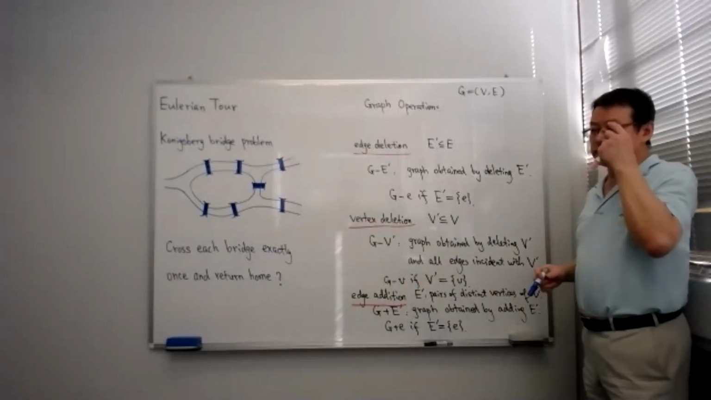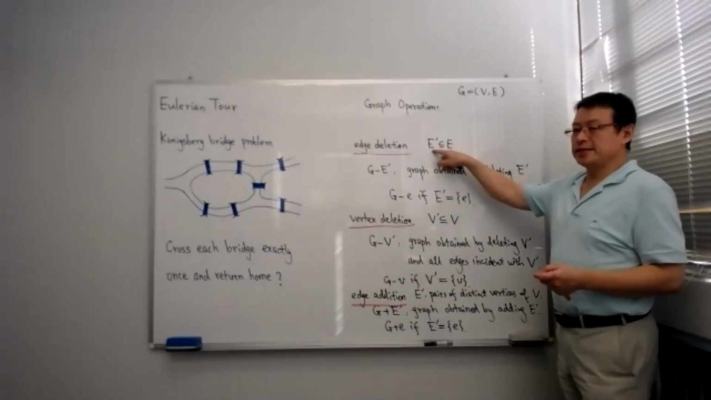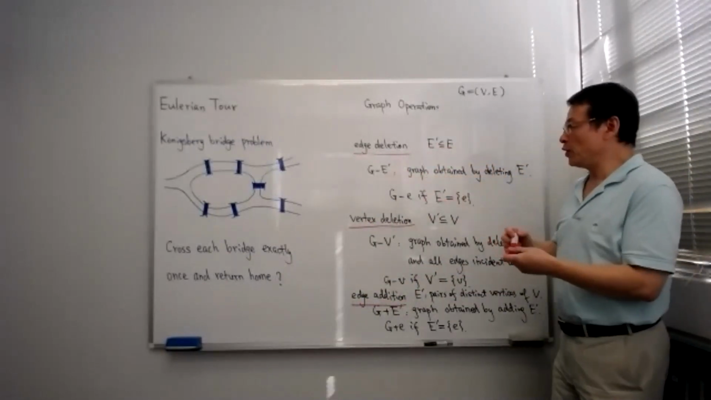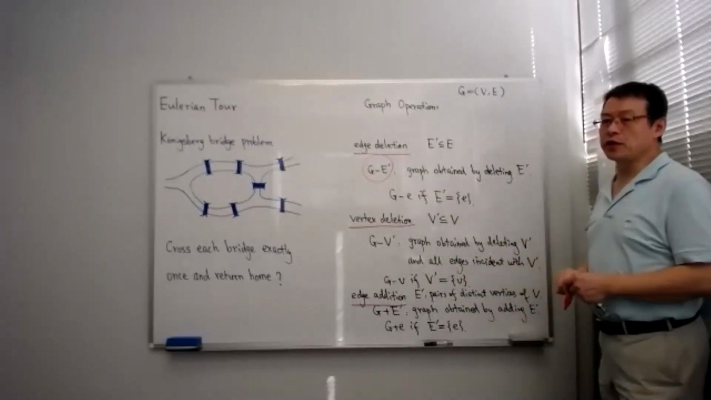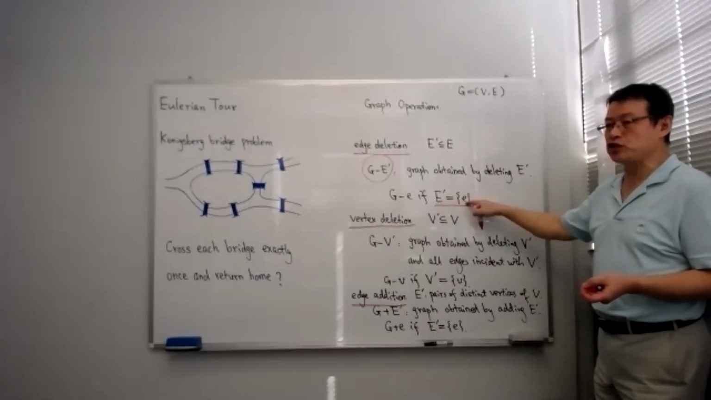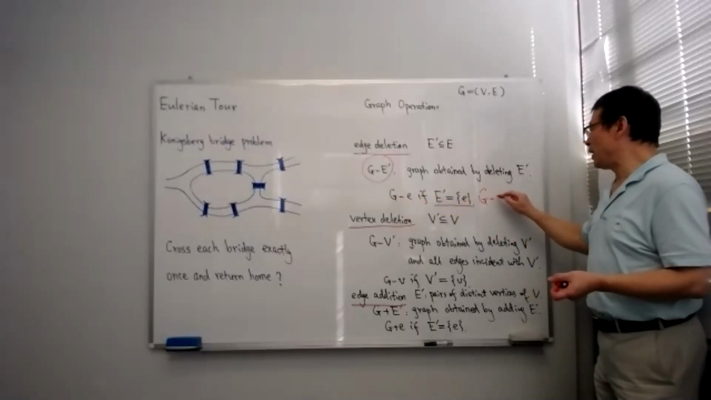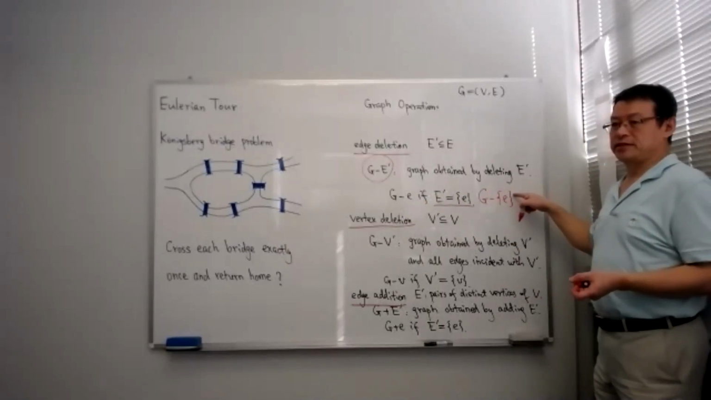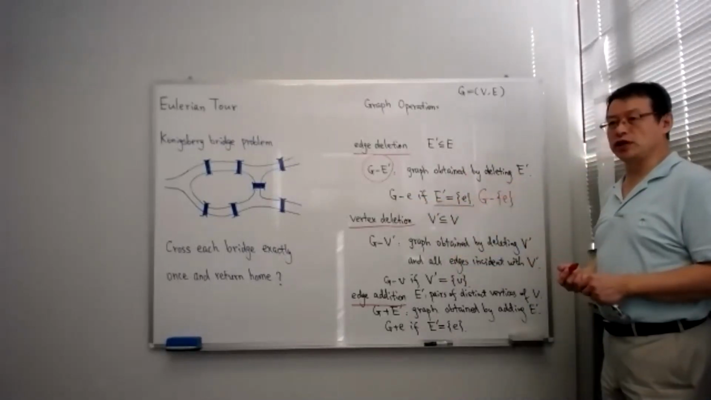Edge deletion means we delete a set of edges from the graph. So E prime is a set of edges, and we delete these edges from the graph. Notationally, we use G minus E prime to denote the resulting graph. And when E prime contains a single edge, we just use G minus E instead of G minus the set. Conventionally, we use this one. So that's edge deletion.